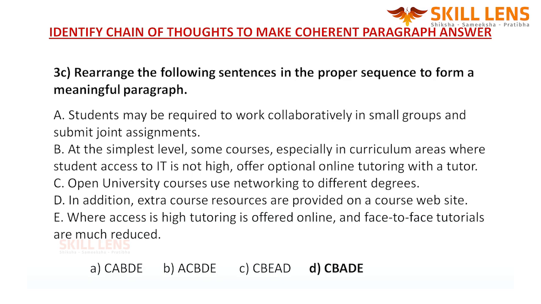Following that will be sentence D. It says, in addition. So in addition to the course that is already done, what other things does the Open University course offer? It offers extra course resources on the course website. And we concluded with sentence E, where access to high tutoring is offered online and face-to-face tutorials are much reduced. As such, we arrive at our answer to be option D. Please note that we have applied various mandatory pairings to arrive at the answer.